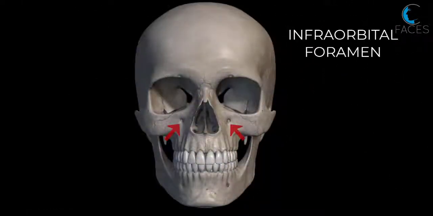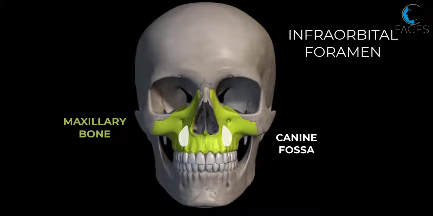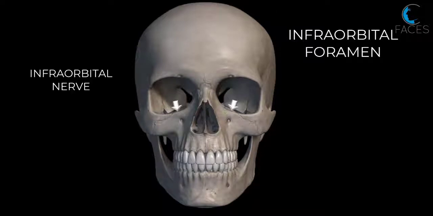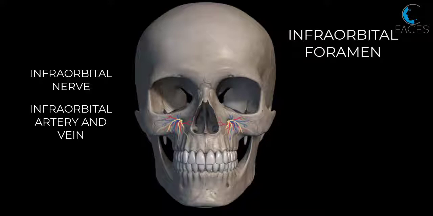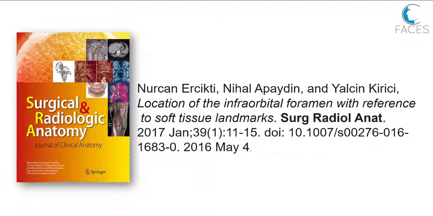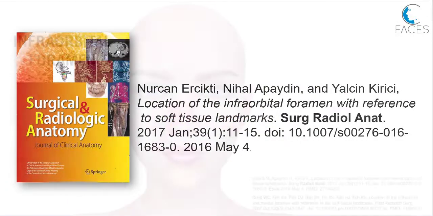The infraorbital foramen is found on the maxillary bone. It's superior to the canine fossa and inferior to the lower margin of the orbit. It transmits the infraorbital nerve, a branch of the maxillary division of the trigeminal nerve, and the infraorbital artery and vein. To help locate this structure, I'll reference a 2017 article in Surgical and Radiological Anatomy.